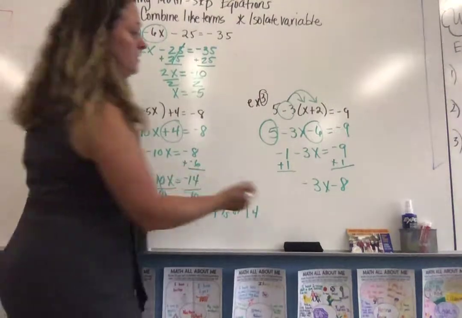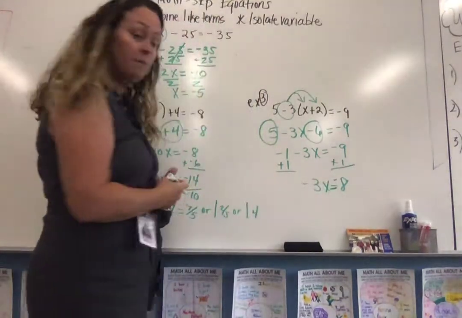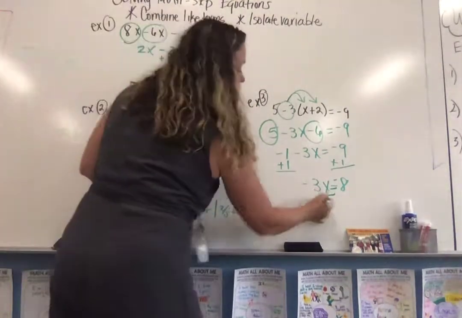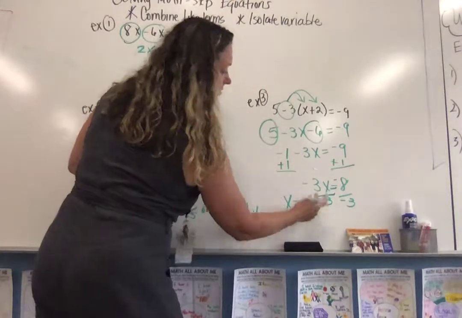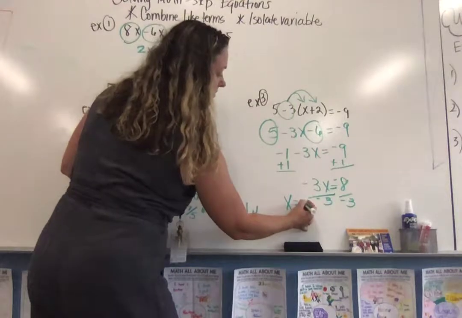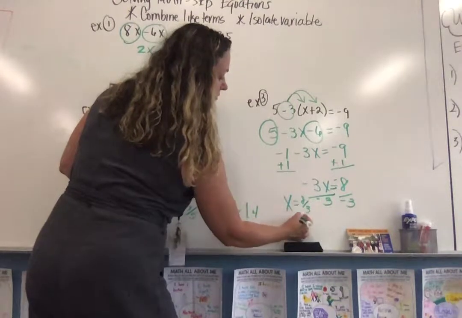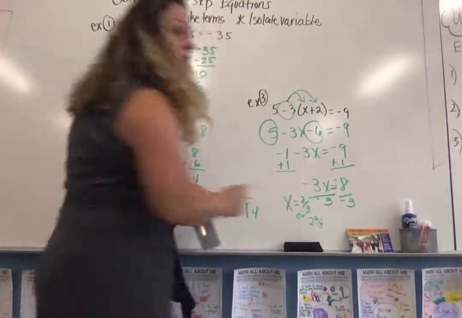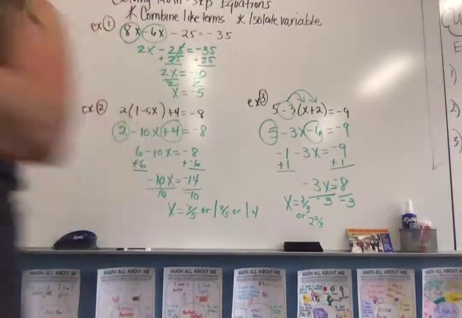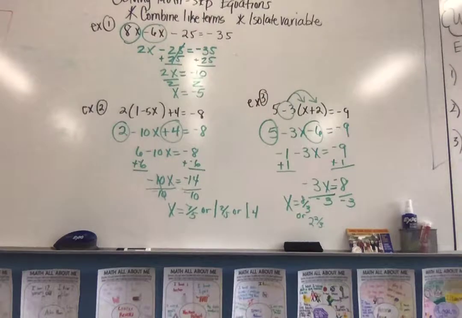I'm going to divide both sides by negative 3. I have x is a negative and a negative is a positive, so I have 8/3, or I have 2 and 2/3. All right, let me check my work.